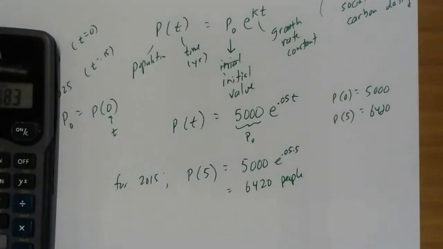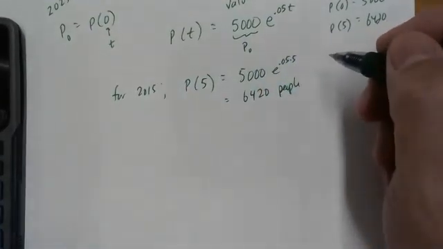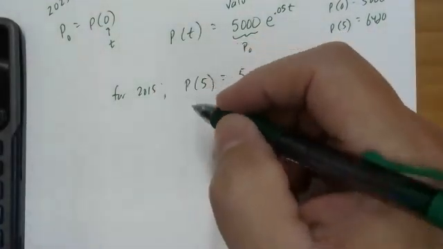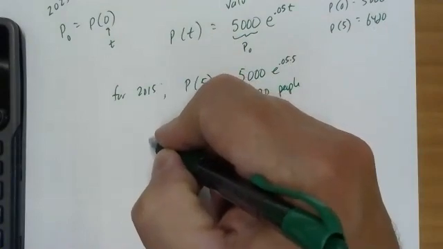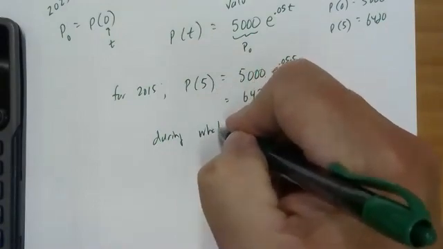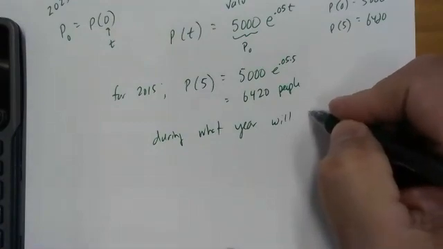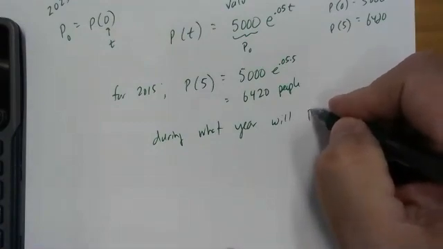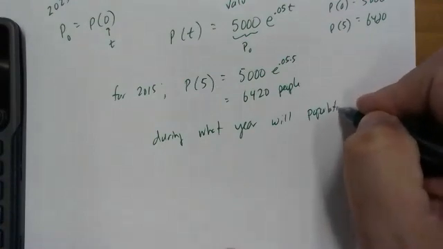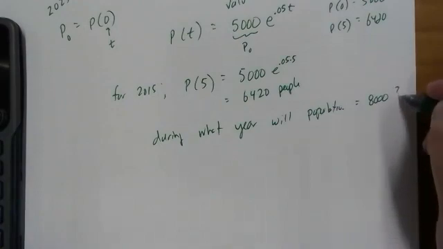Now let me just show you while we're here. This will save us time later on. They'll throw you some curveballs. Here's a common one. What if they say, during what year will the population equal 8,000 people?